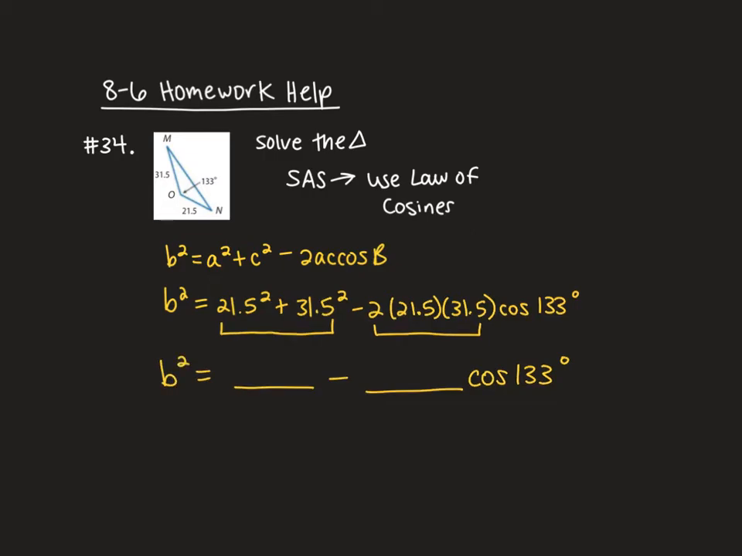So I'm going to go ahead and do that because, in order to find an angle, we actually need this value. So this part, the first part, 21.5 squared plus 31.5 squared, was 1454.5. And then this value was 1354.5.